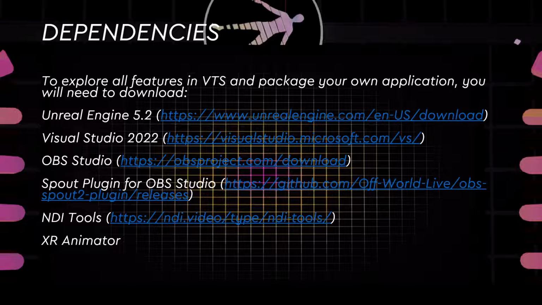Apart from that, we also have dependencies that you might need to download to use in conjunction with the open source project. So we have Unreal Engine, we're using 5.2 for this project. You'll need Visual Studio to build source code. You'll also need OBS to stream data in and out using our Spout plugin for OBS Studio. And then we have the NDI tools so that if you want to use NDI, that's also embedded in the project. And finally, we have XR Animator.